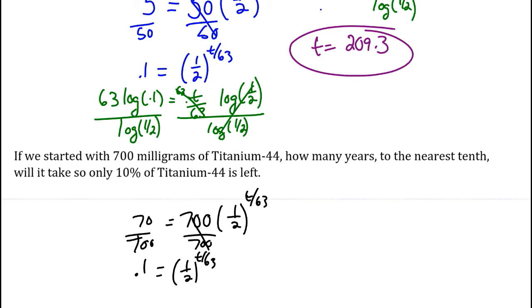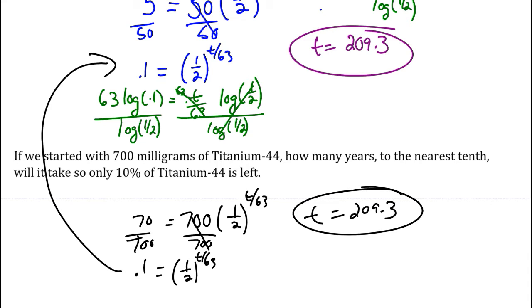Well, wait a minute. We just solved that equation. I just solved that equation there and got t equals 209.3. Doesn't matter how much you start with. If I want 10% to be left, doesn't matter if I start with 50 grams, 700 grams, or 1,050 grams. If I want to get to 10%, it's always going to take 209.3 years for this specific element, because that's how half-lives work. Doesn't matter how much you start with, you always keep losing half. So you could have gone through and solved that, but hopefully you noticed that these are the same.